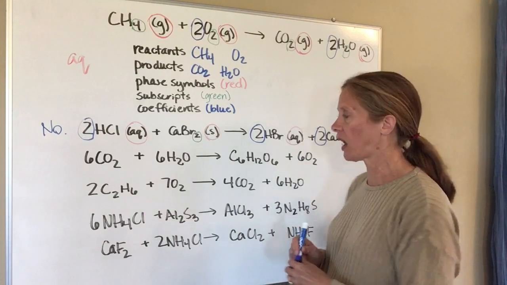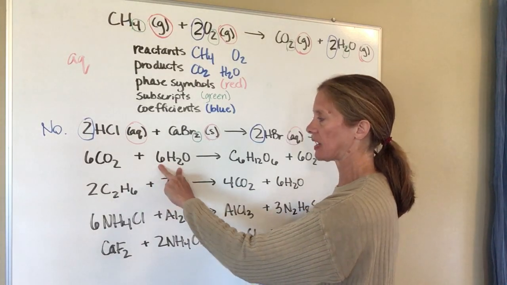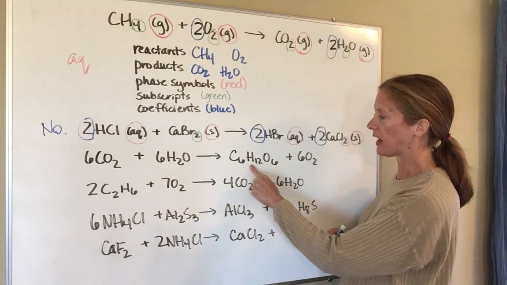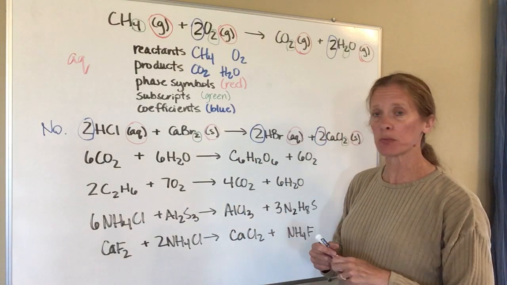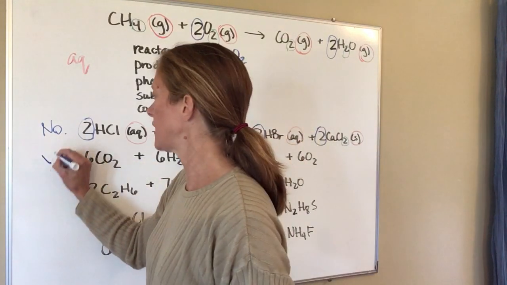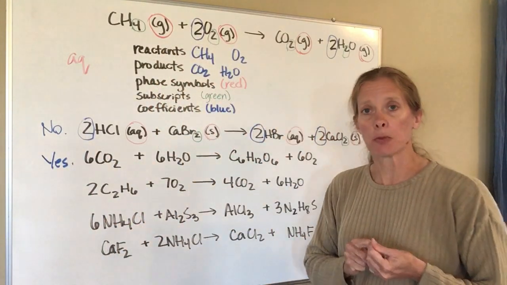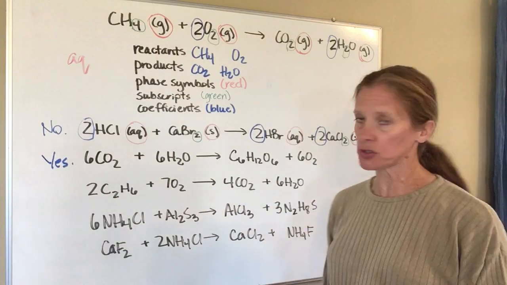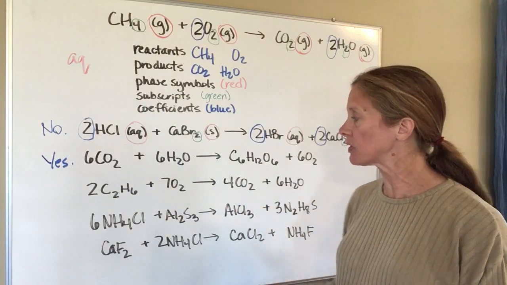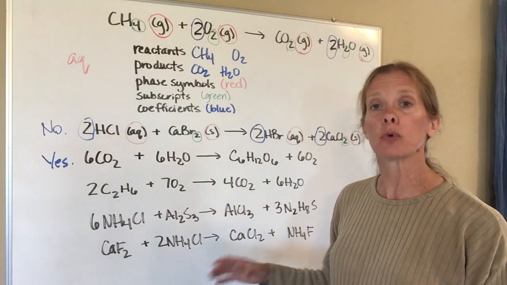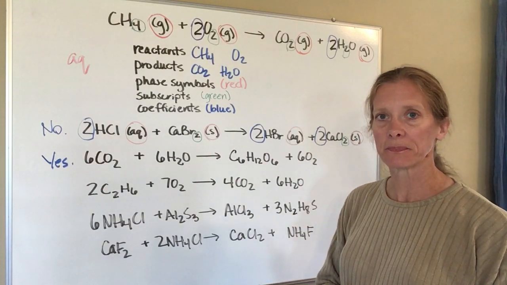I still need to check the hydrogen. I have 6 times 2 is 12 hydrogens here, and then I have 12 hydrogens on this side, so I have the same number on both sides. So yes, this equation is balanced. Now, I want you to pause the video. I want you to try the next 3 by yourself and see if you can figure out on your own if they're balanced. Then I want you to come back and we'll do them together, okay?